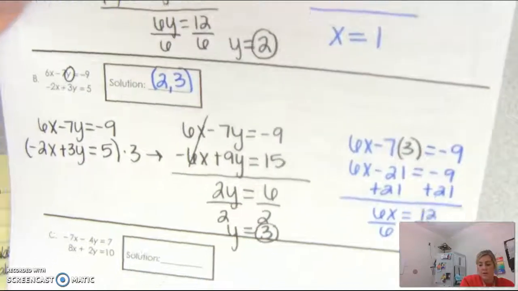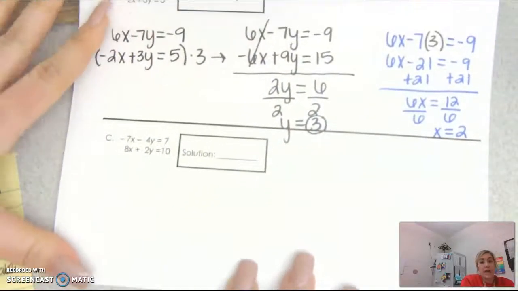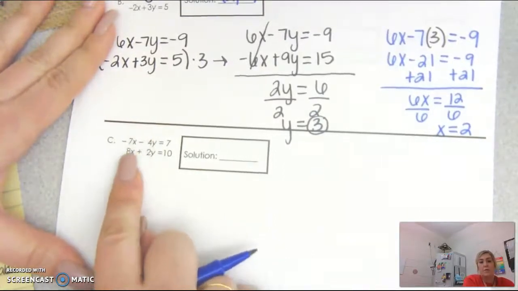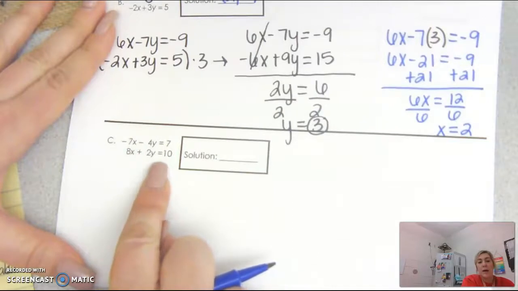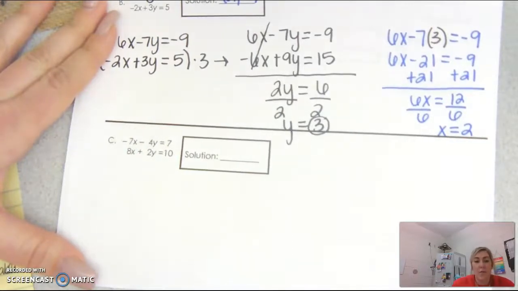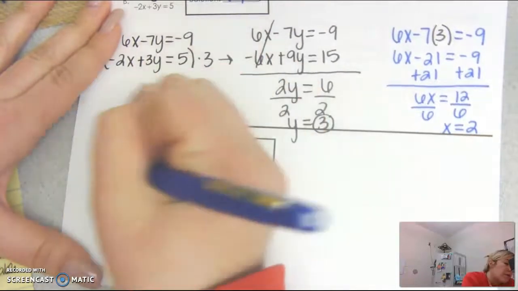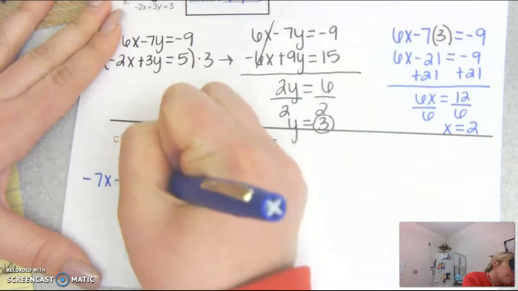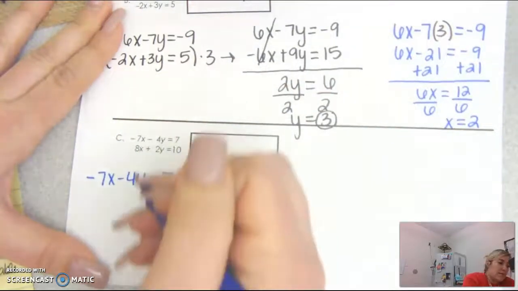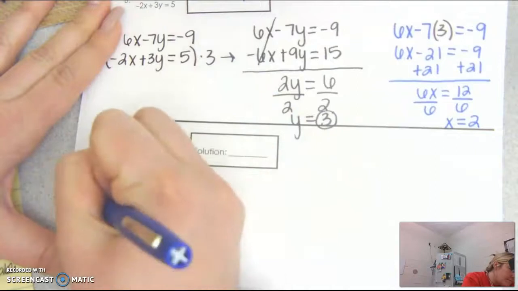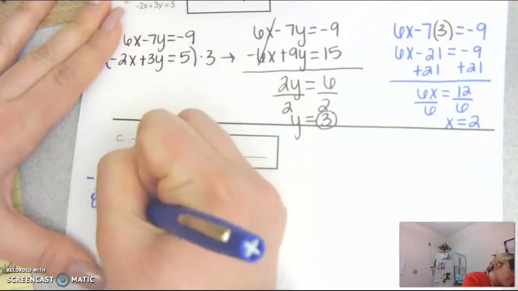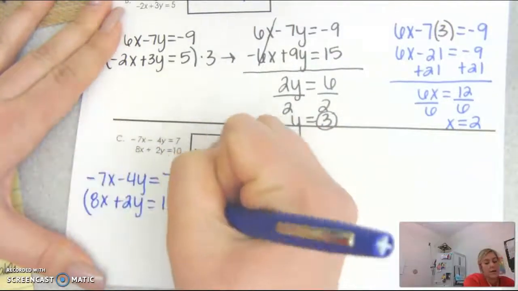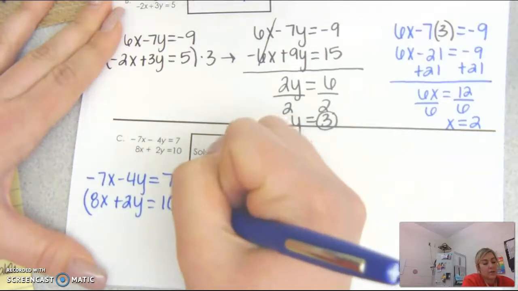All right, let's try another one just like this. So if you're looking at C, for the x's, I'm going to have to multiply both in order to get them to eliminate. But I can multiply just the bottom equation in order to get the y's to eliminate. So that's what I'm going to do. I'm going to rewrite the top and then rewrite the bottom, but I'm going to multiply the entire bottom equation by 2.